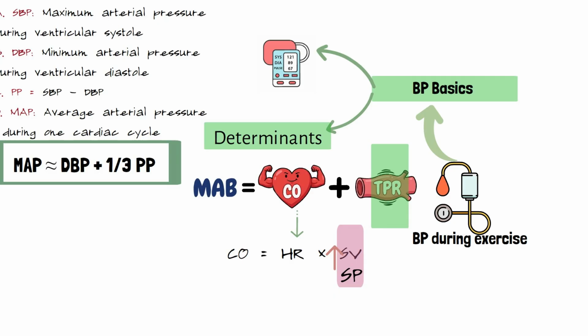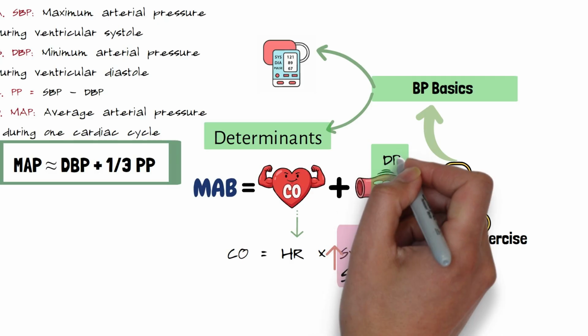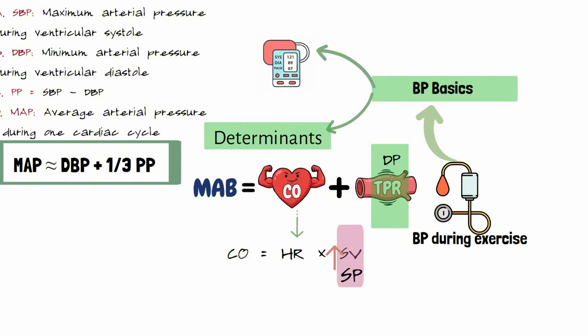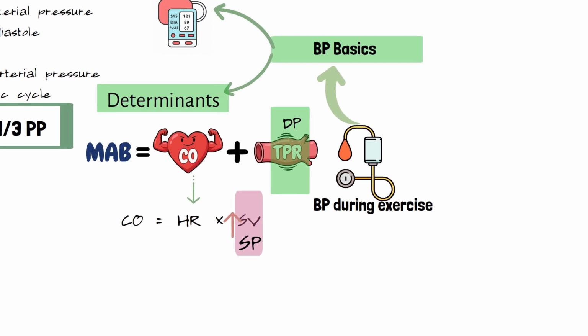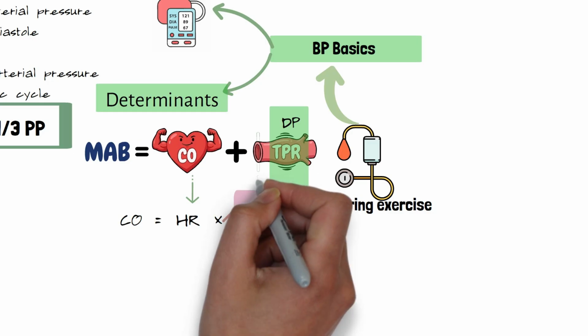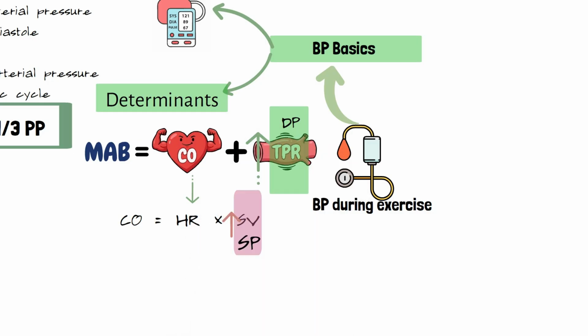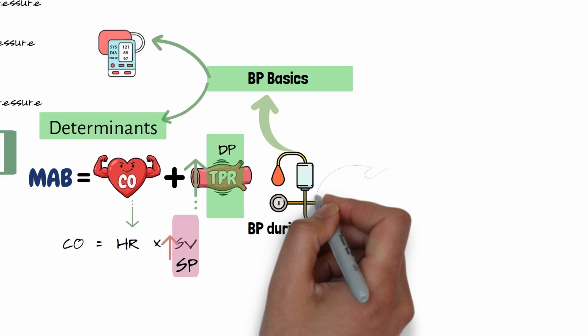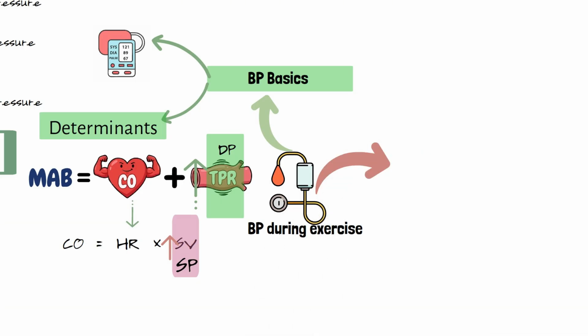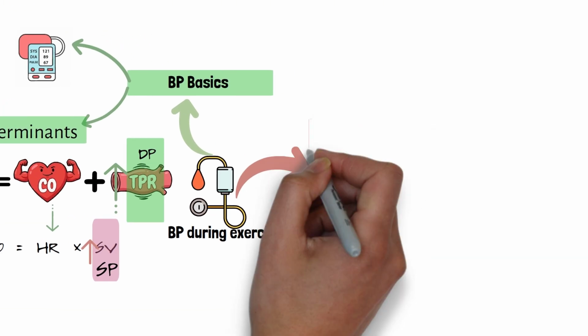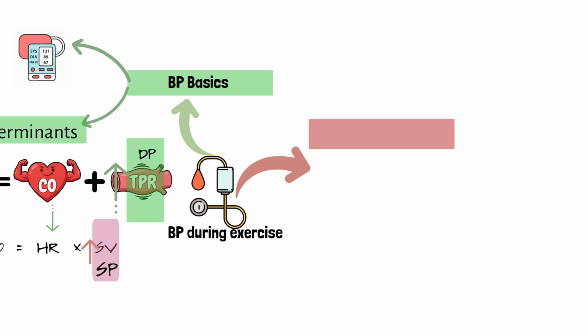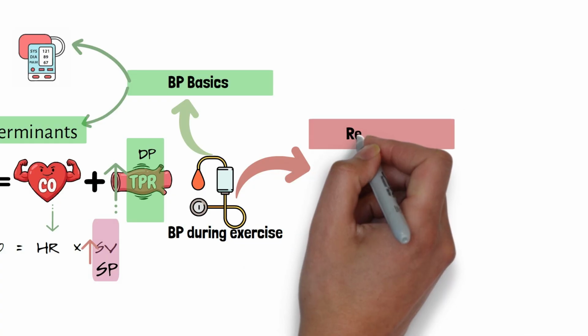What about the total peripheral resistance? It affects mainly the diastolic pressure. Why? Because when the arterioles become more constricted, the resistance increases and blood leaves the artery slowly. This increases the diastolic, as the blood remains in the arteries during diastole more than in systole. So the increase in the peripheral resistance causes a marked increase in the diastolic pressure.